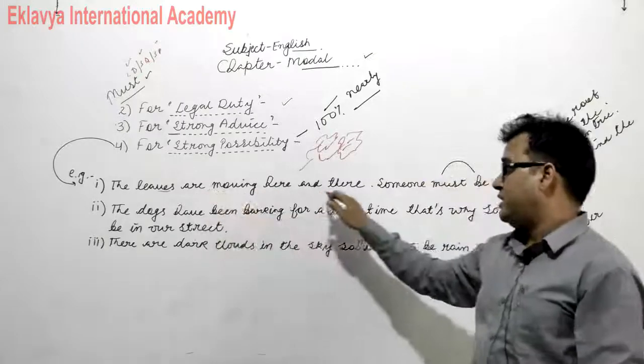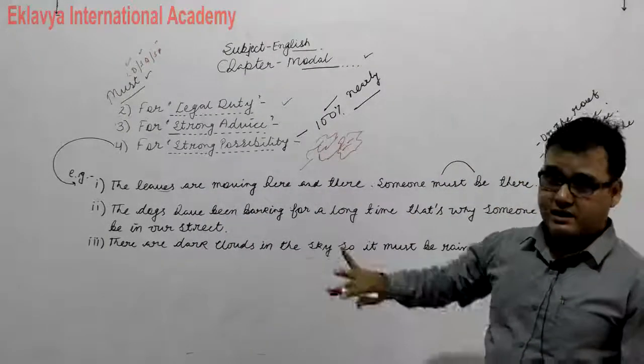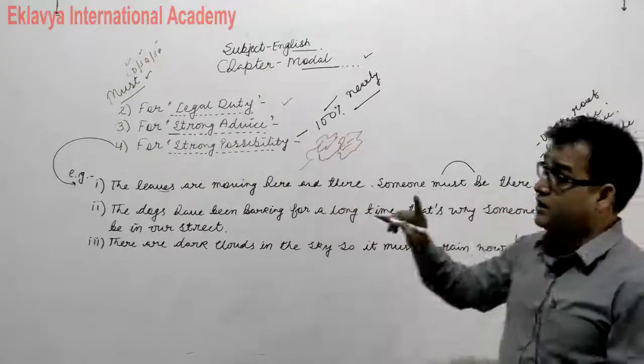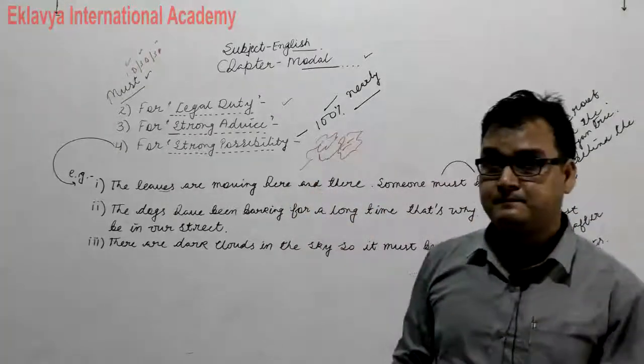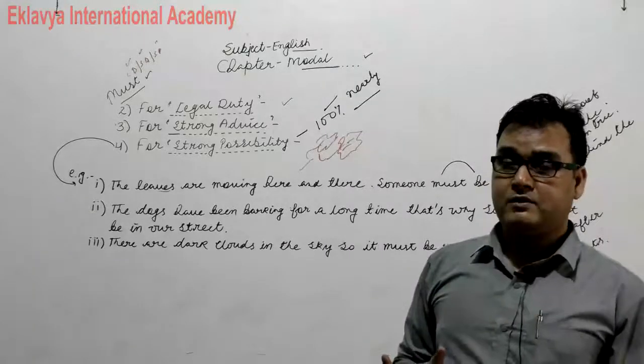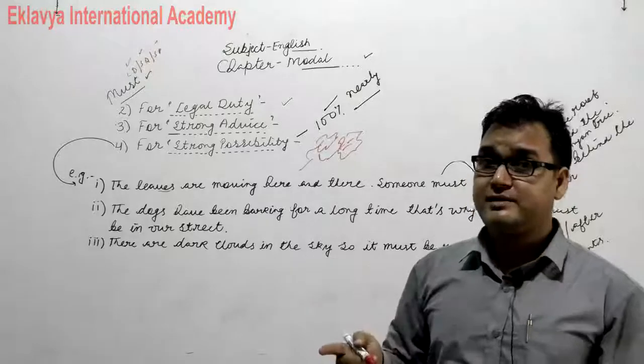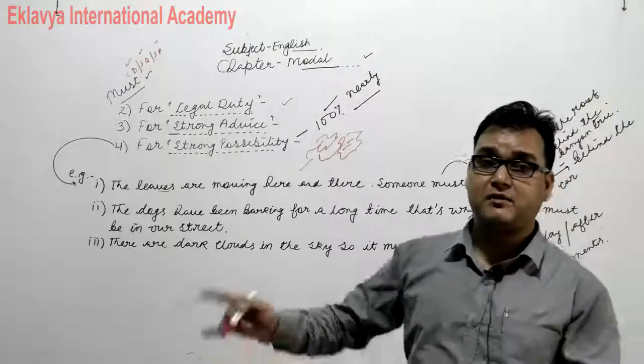The leaves are moving here and there. Someone must be there. Someone will definitely be there. And how strong is the possibility of someone being there? 100%. Because the leaves are moving here and there.